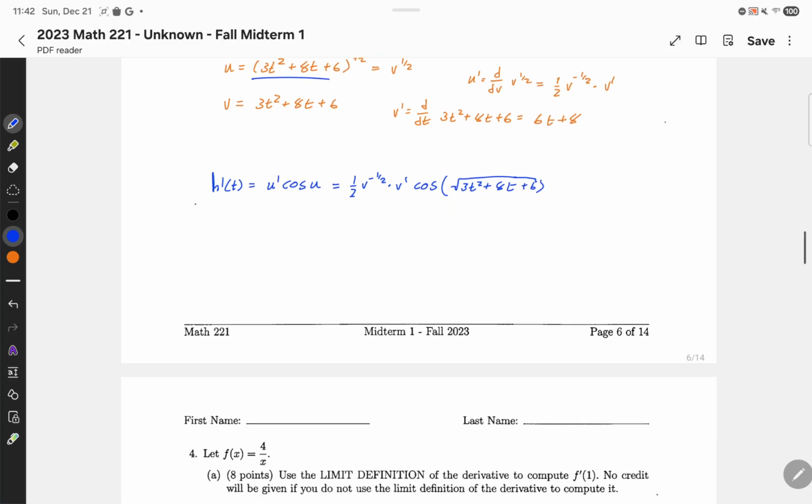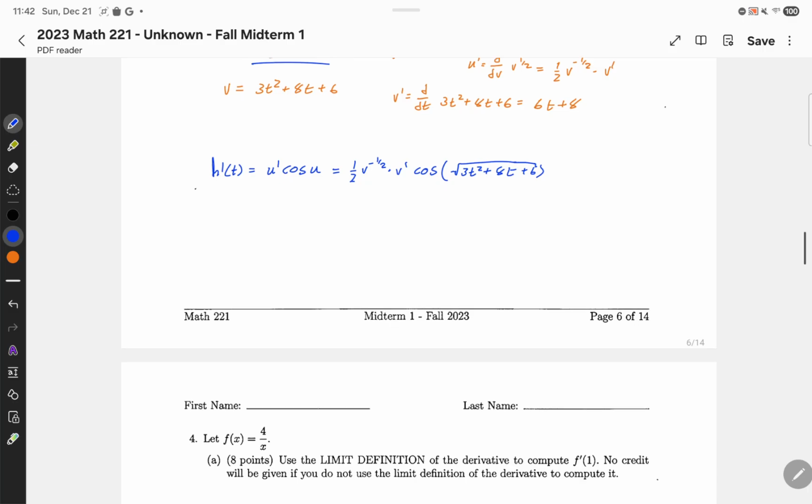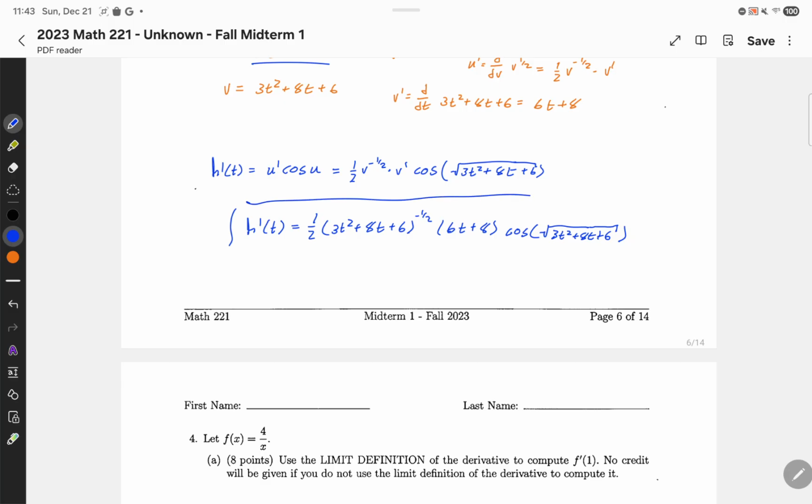And now the last step is to substitute what we know v is. So h prime of t is equal to 1/2 times v, which is 3t squared plus 8t plus 6, to the minus 1/2, times v prime, which is 6t plus 8, times this cosine term, which is cosine of the square root of 3t squared plus 8t plus 6, just like that. And that is our final answer.